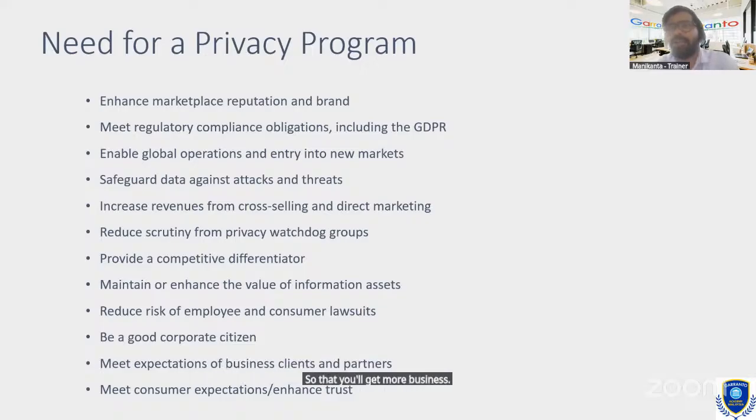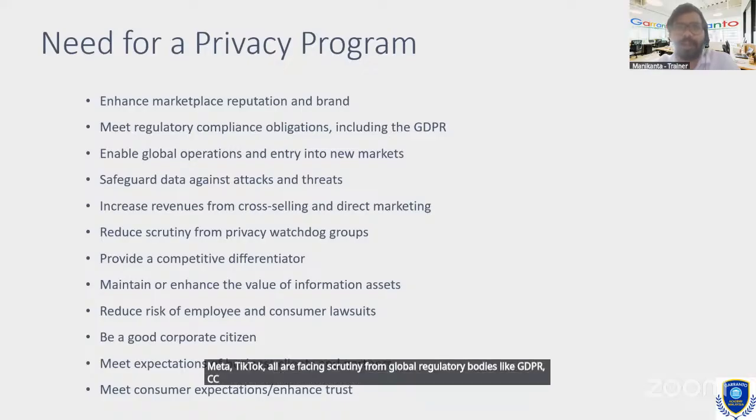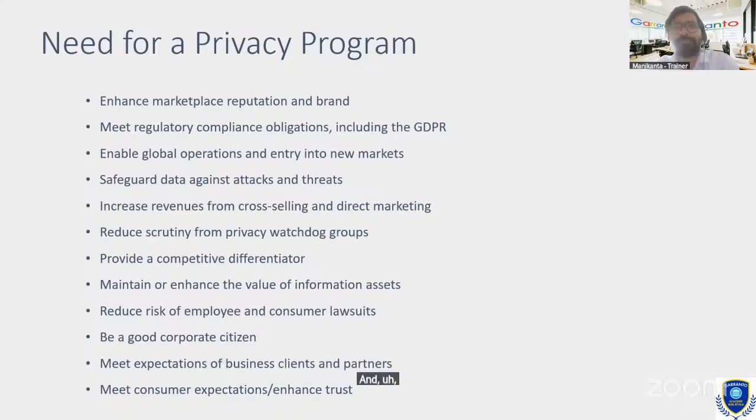So you see all the major companies globally right now, Google, Microsoft, Facebook, like the parent company Meta, TikTok, all are facing scrutiny from global regulatory bodies like GDPR, CCPA, and PDPL. Okay, so you have to build the confidence, otherwise you can't sustain in the market.